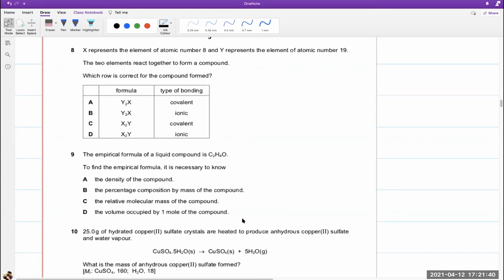Or if I told you the percentage mass, then you will find it. So two ways to find empirical formula. One of them is percentage composition. So ये B में हमें मिल गया.